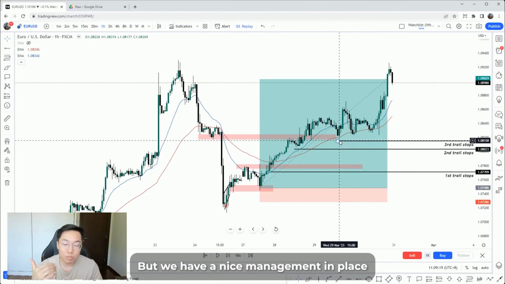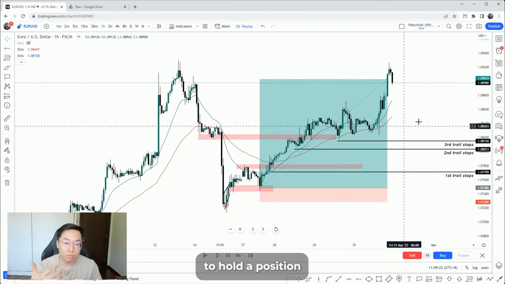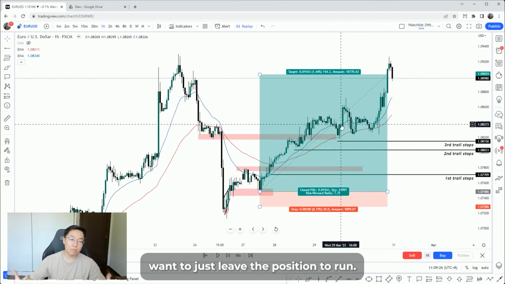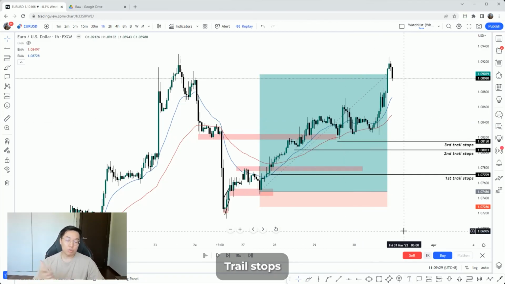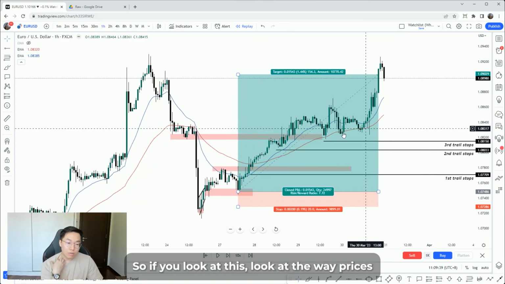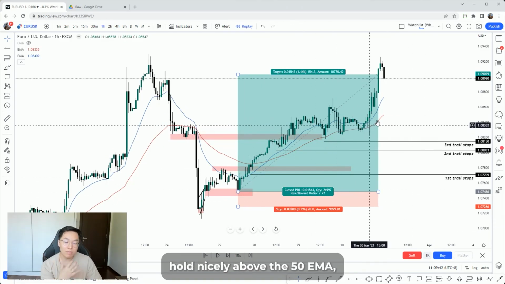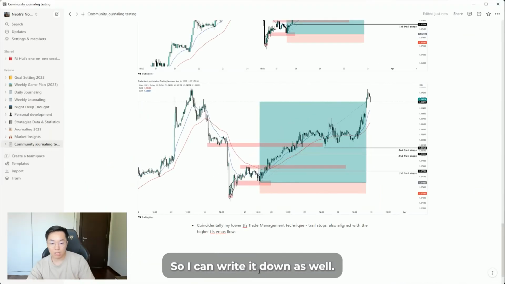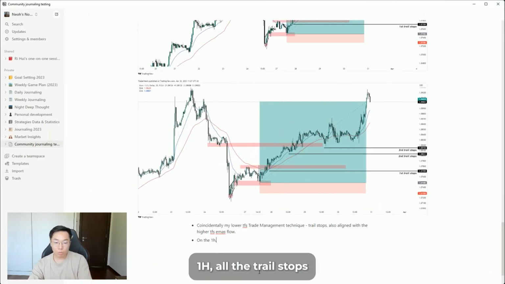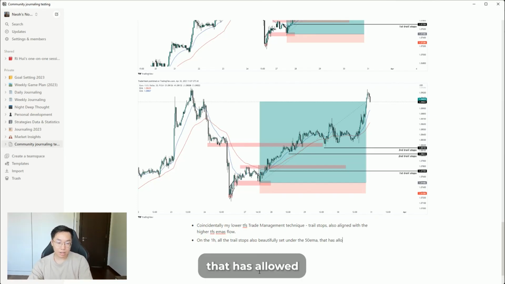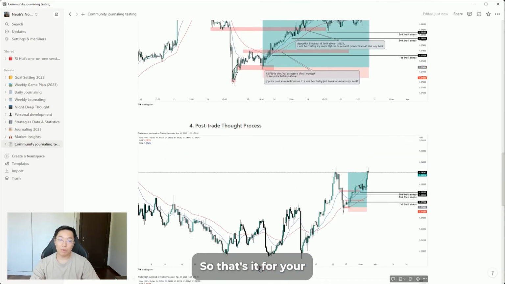But we have a nice management in place, and that has allowed us to hold the position all the way up, because you wouldn't want to just leave the position to run. What if it comes all the way back? Trail stops or moving your stops to break even, these are preventative measure that prevent the worst case scenario. So if you look at this, look at the way price just hold nicely above the 50 EMA. Everything's just beautiful. So you can write it down as well. 1H, all the trail stops also beautifully set under the 50 EMA. That has allowed the position to run at a full potential. So that's it for your post-trade thought process.